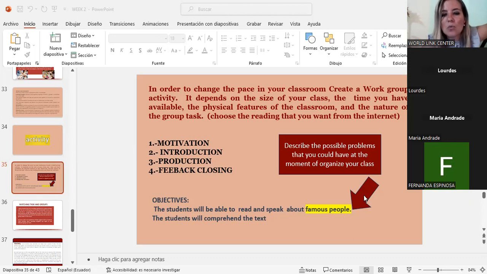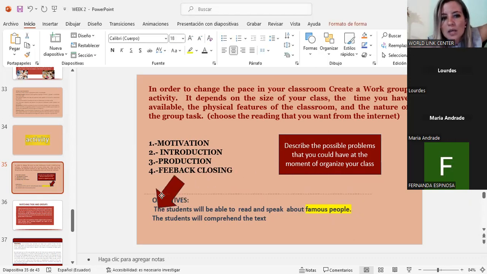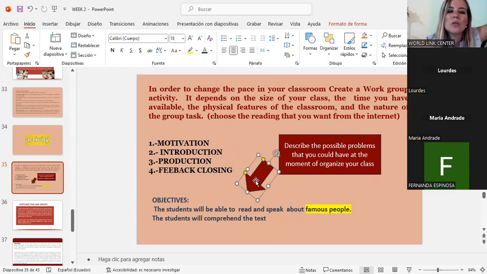Production. So what is the objective that you have here? The student will be able to read and speak about famous people. What is the activity you're going to ask them to do in order that they can produce, they can speak? So they can read and they can speak, and the student will comprehend the text. And feedback closing, you have to be sure that they have understood the class. Okay, that is the feedback closing.